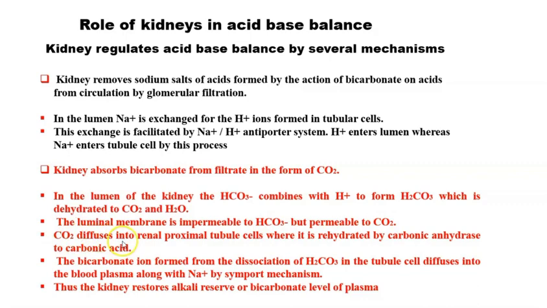So now this CO2 diffuses out of the luminal membrane into the renal proximal tube cell, where it is rehydrated by the enzyme carbonic anhydrase back to carbonic acid. The bicarbonate ion formed from the dissociation of this carbonic acid in the tube cell diffuses into the blood plasma with the sodium ion by a simple mechanism.